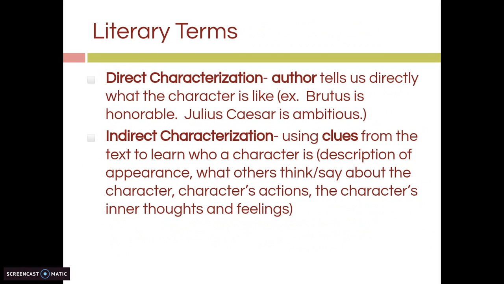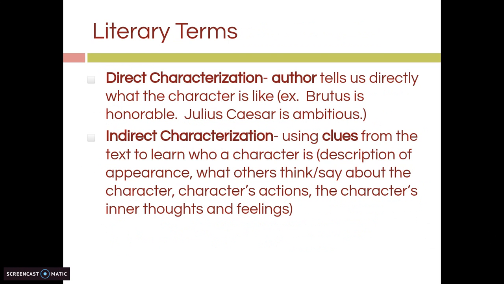There are two main forms of characterization that an author, or a playwright in this case, can use. You have direct characterization, where the author or the playwright directly tells you what the character is like. So when you're reading a novel, it will actually say Brutus is honorable, Julius Caesar is ambitious, right? You know exactly what they mean. You don't have to infer anything. This doesn't happen very frequently in a drama.